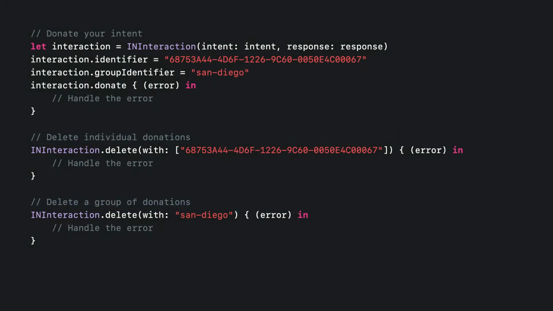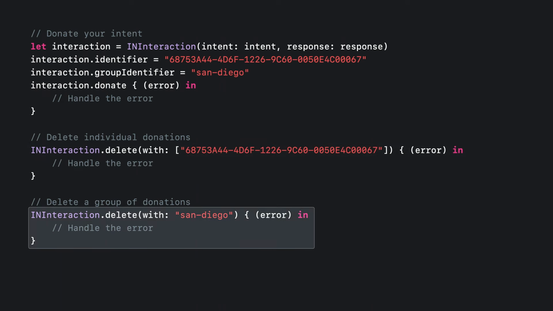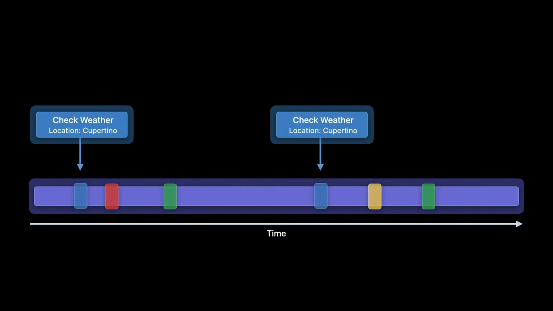When donating the intent, the interaction identifier and group identifier can be used to later delete one or more interactions that you've donated. You can either pass in an array of identifiers to delete individual interactions, or you can pass in the group identifier to delete a group of interactions.